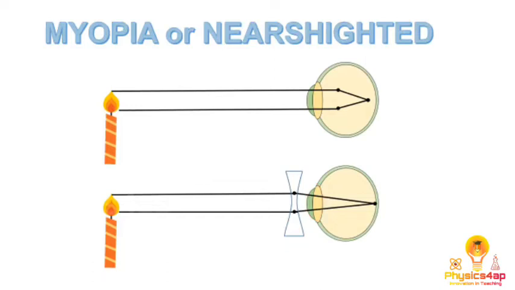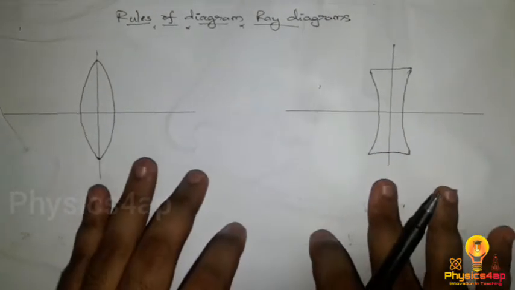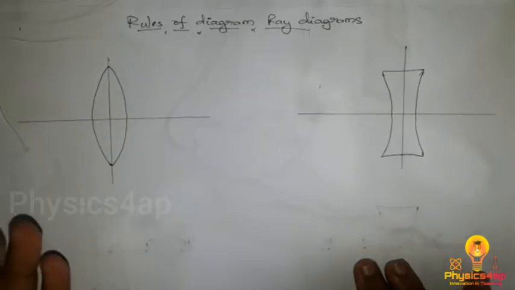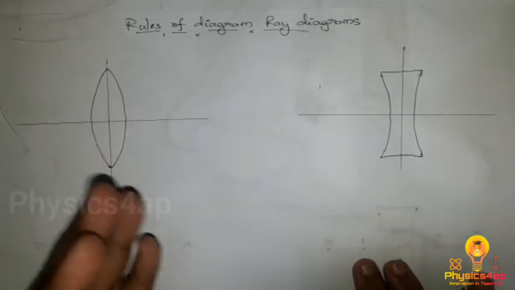Now let us see the ray diagrams. Let us discuss the rules for drawing ray diagrams. Before drawing the ray diagrams, we need to know the rules.